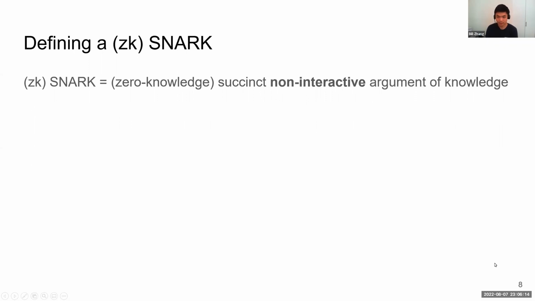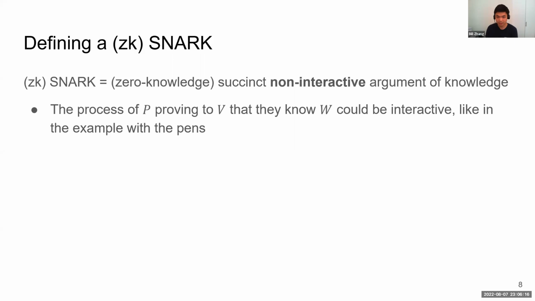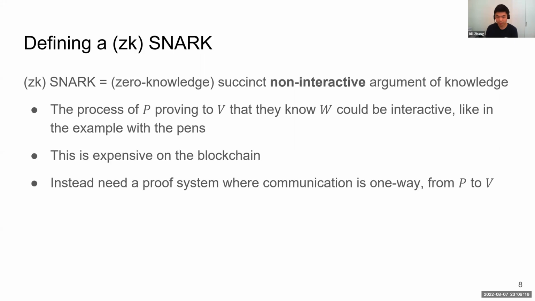The reason this is non-interactive is because the communication has to go in one way. So only the prover gets to talk to the verifier. The verifier does not get to talk back to the prover. So there cannot be a dialogue between the two. That would be too expensive on the blockchain. So we want the argument of knowledge to be non-interactive.